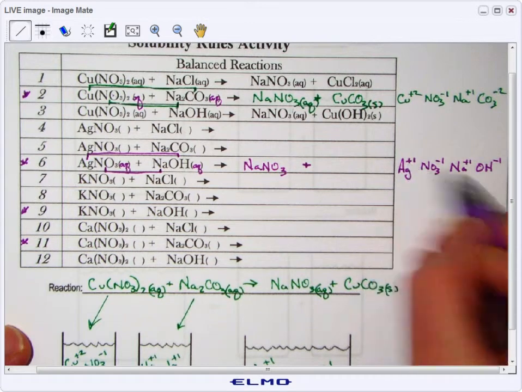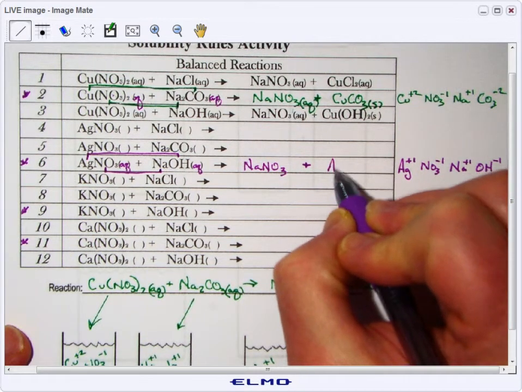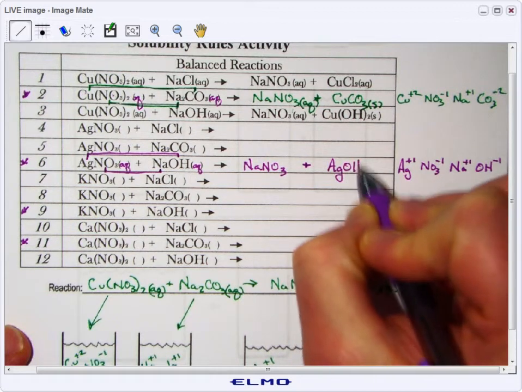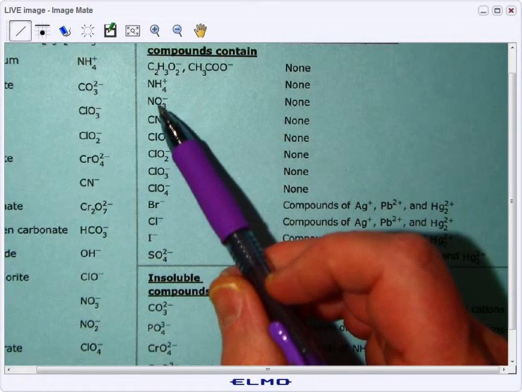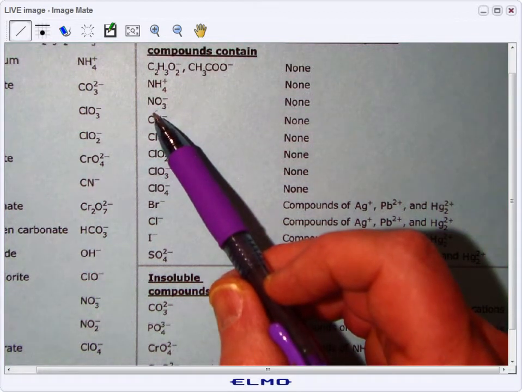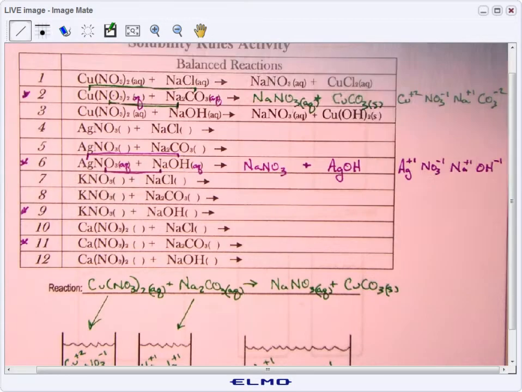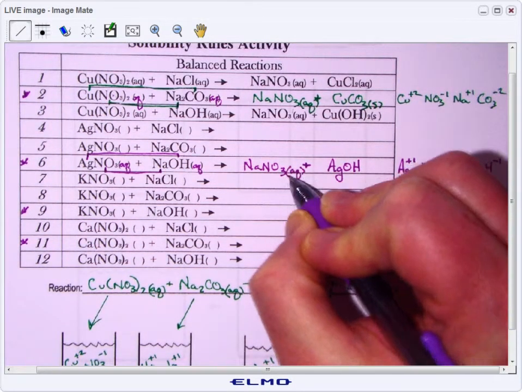Ag is a +1 and OH is a -1, so that's convenient also. I only need one of each of those. So now we need to look: are they soluble or are they insoluble? All nitrates, always, always, always, are soluble. There's never an exception to that. Okay? So that's going to be AQ.